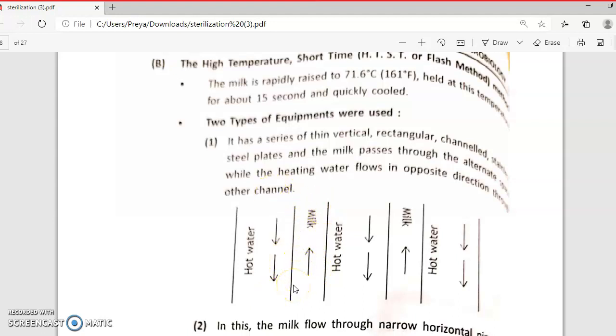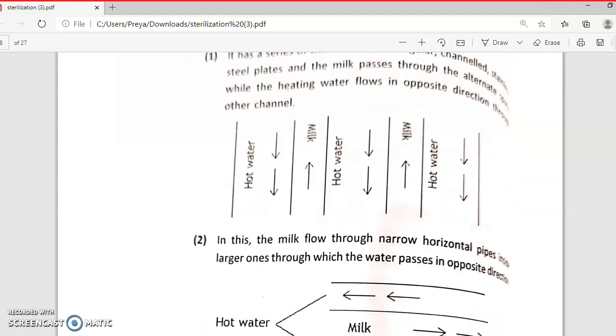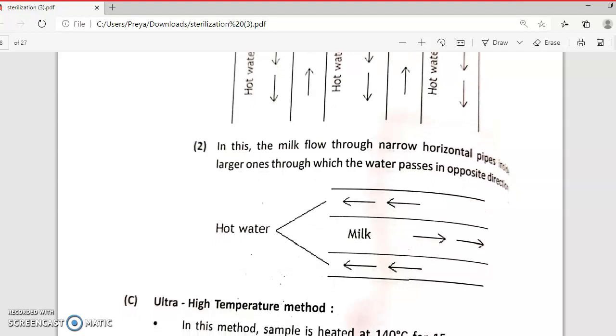What will happen at every place? There will be a maintenance of temperature difference, right? So if you have temperature difference, then it will give you more heat transfer, right? So this is the first method.